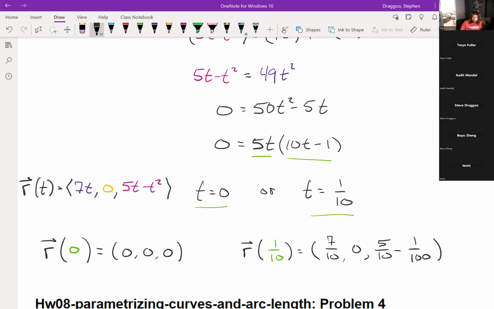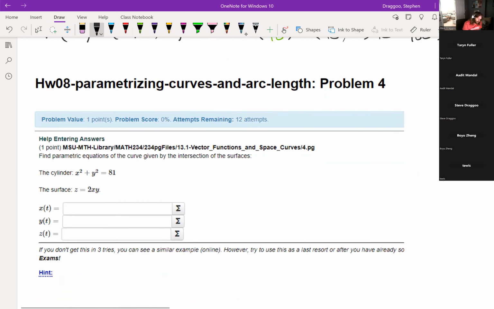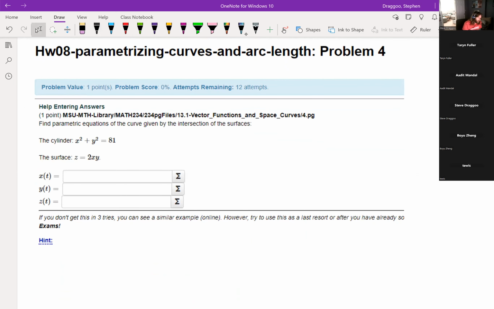All right, so that's working with a parameterization. Let's look at an example where we have to actually find a parameterization. And we're going to go at it a couple of ways.